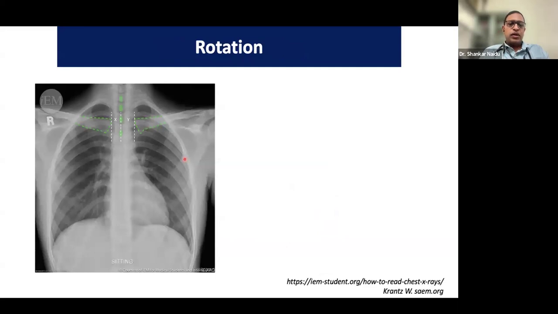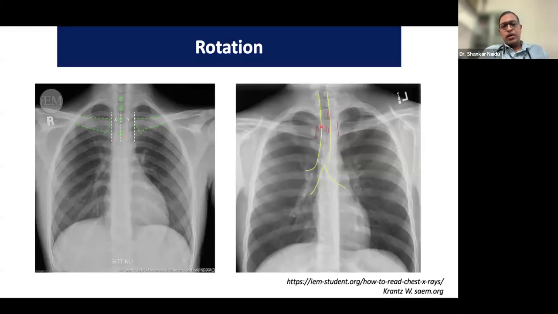So the next thing that you need to notice is the rotation of the film. This is a well placed X-ray. As you can see, these are the spinous processes. They have to be equidistant from both the clavicular margins. If this is there, then that means the patient is correctly positioned and the X-ray beam is at the right angle. But as you can see here, there is a rotation of the film. When there is rotation, sometimes the mediastinum and other structures might appear slightly enlarged. So we should always see whether the X-ray is correctly placed or not.